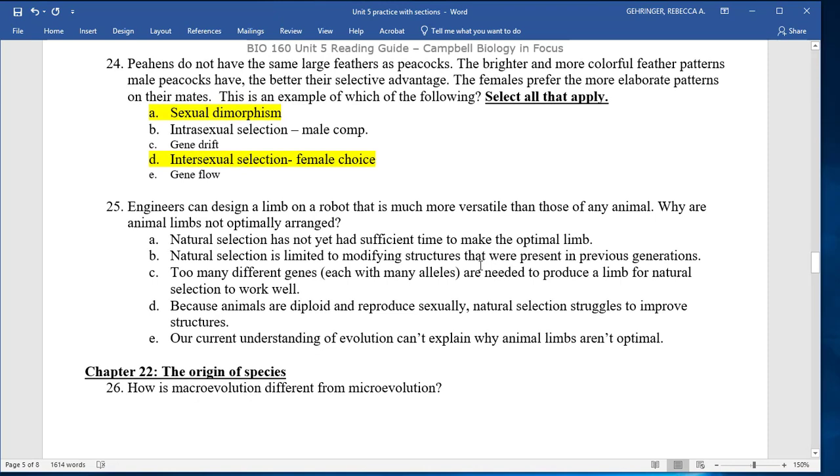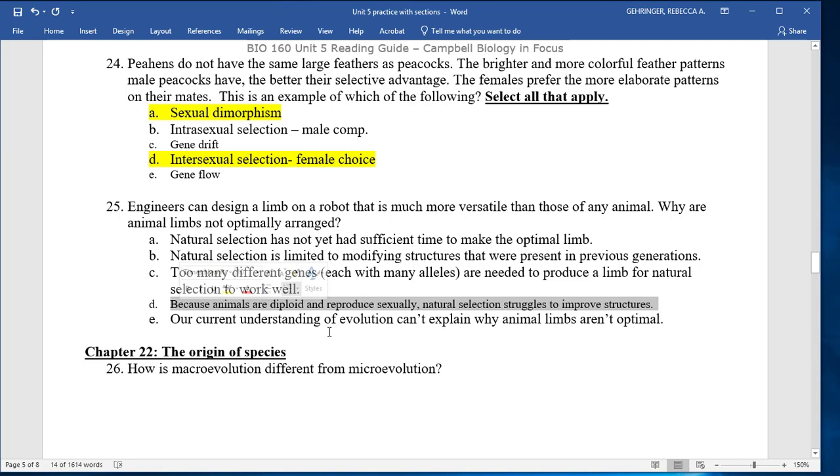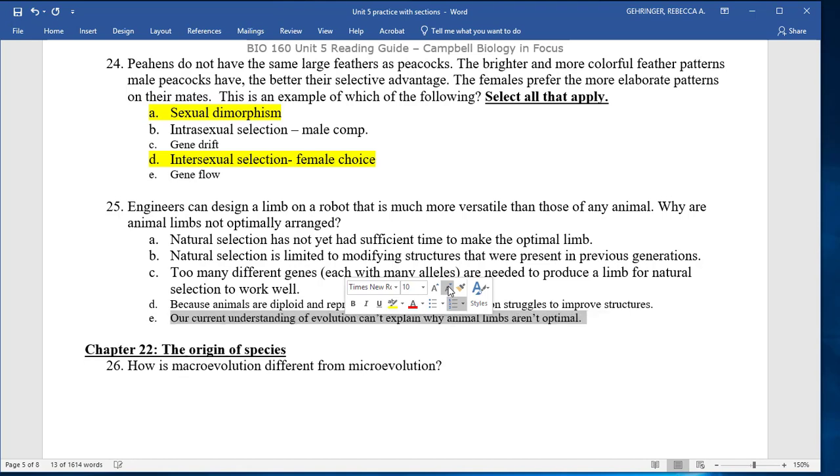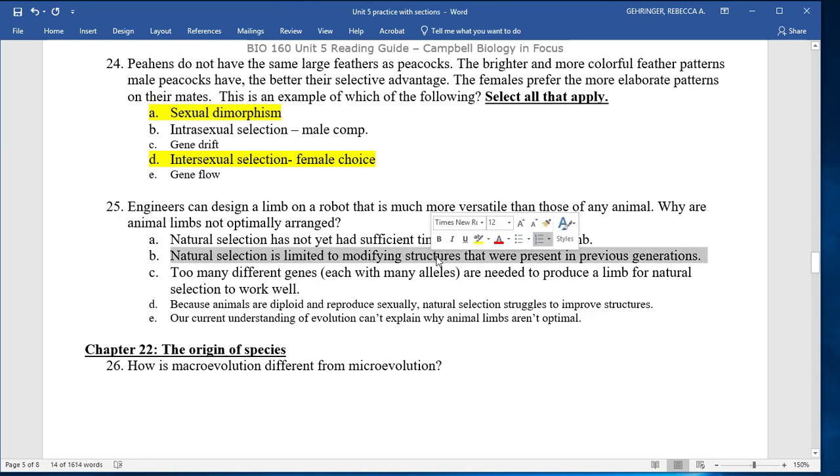25, engineers can design a limb on a robot that is much more versatile than those of any animal. Why are animal limbs not optimally arranged? Is it A, natural selection has not yet had sufficient time to make the optimal limb? B, natural selection is limited to modifying structures that were present in previous generations. C, too many genes, each with many alleles, are needed to produce a limb for natural selection to work well. Or D, because animals are diploid and reproduce sexually, natural selection struggles to improve. So that's already made up. We can just get rid of that one right away. Our current understanding of evolution can't explain why animal limbs aren't optimal. So on this one, remember, natural selection can only work on existing mutations. So natural selection can only modify structures that were present in previous generations.